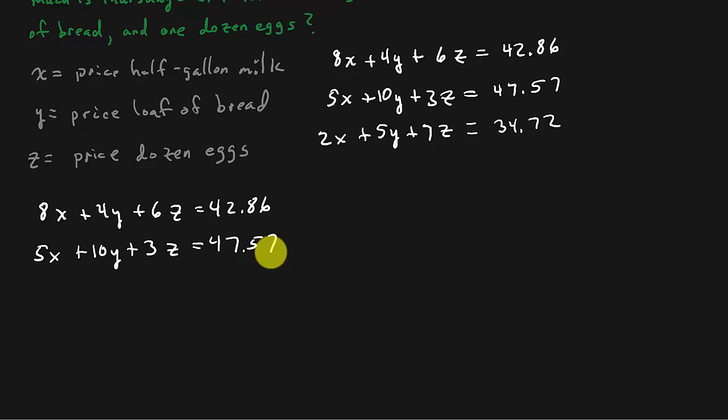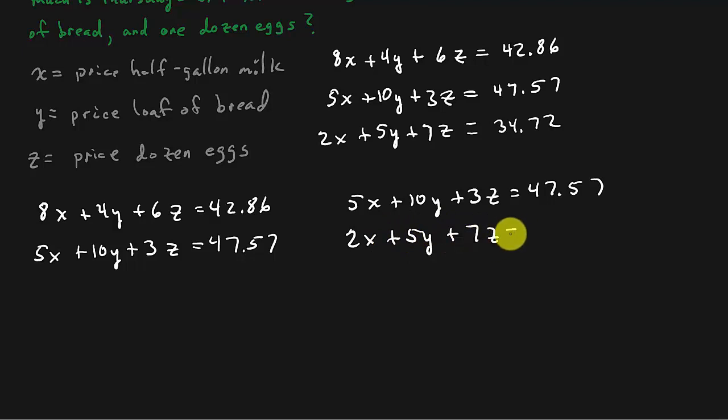So in this problem, this is the last one, let's just take the second one and pair it with the other two. Why? Just because. So let's take the 5x plus 10y plus 3z equals 4757. And then let's take this and pair it with the third one. So that's going to be 2x plus 5y plus 7z equals 3472. All right. So here we go. We're doing something different.